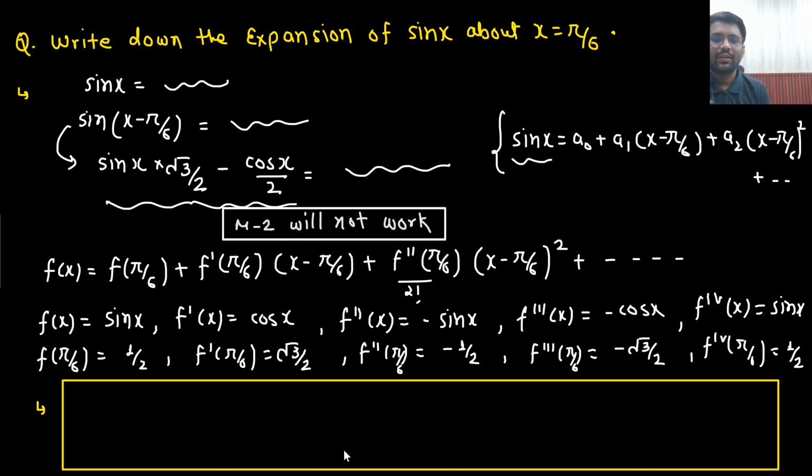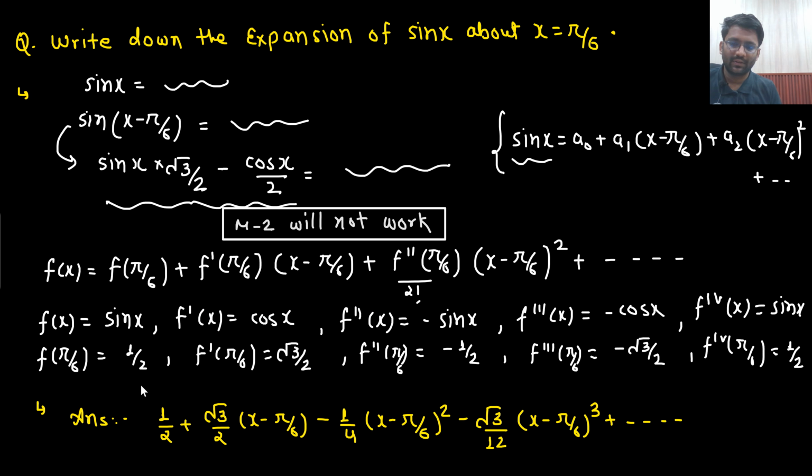1 by 2. Okay, so get started here: 1 by 2 plus root 3 by 2 into x minus pi by 6, plus minus 1 by 2 divided by 2 factorial, so it will become minus 1 by 4 into x minus pi by 6 whole square. Then minus root 3 by 2 divided by 3 factorial, and 3 into 2 is 6, so this will become root 3 divided by 12. Are you able to understand this point? So eventually this will be your answer and it will be mentioned in one of the options.